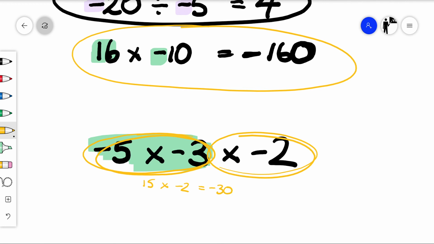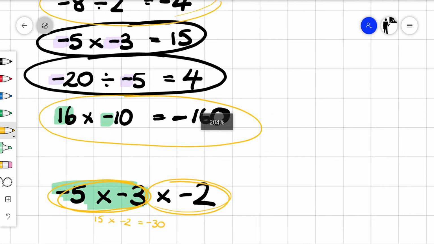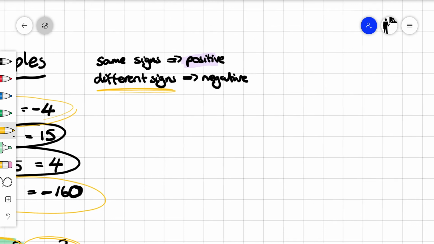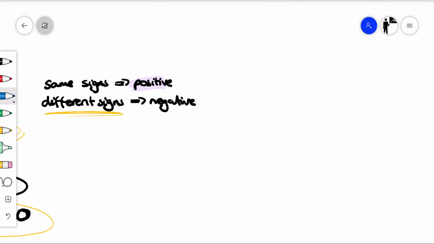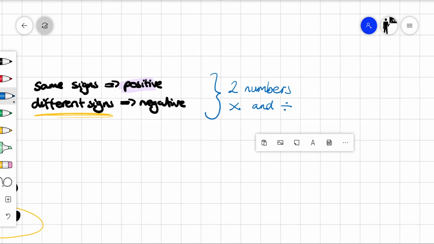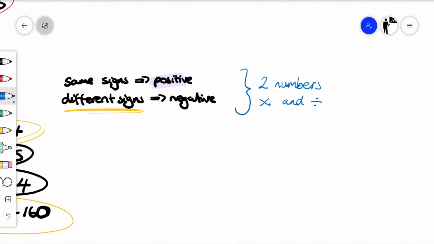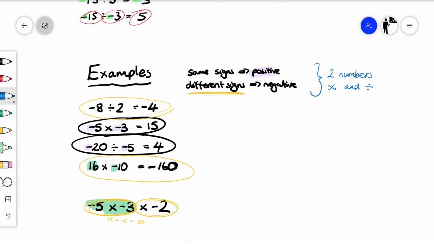So this idea up here, if the signs are the same, it's positive. If the signs are different, it's negative. That only happens if there are 2 numbers and only if we are multiplying and dividing. So we can use this rule when we're multiplying 2 numbers or dividing 2 numbers. Hopefully that was helpful. Thank you very much.